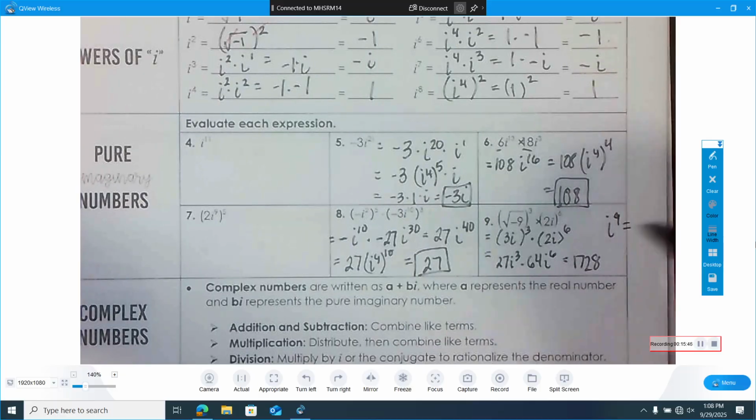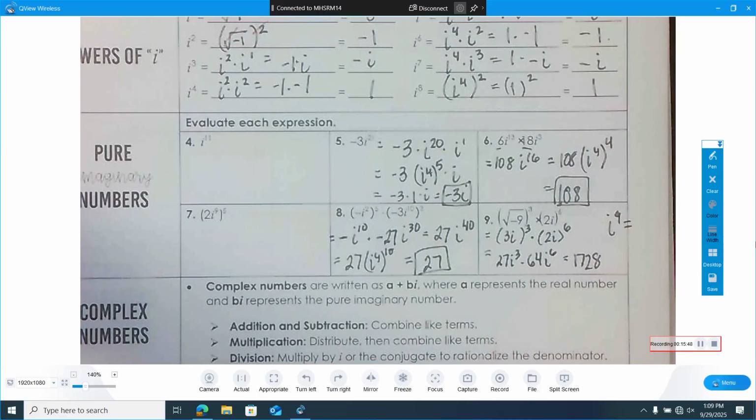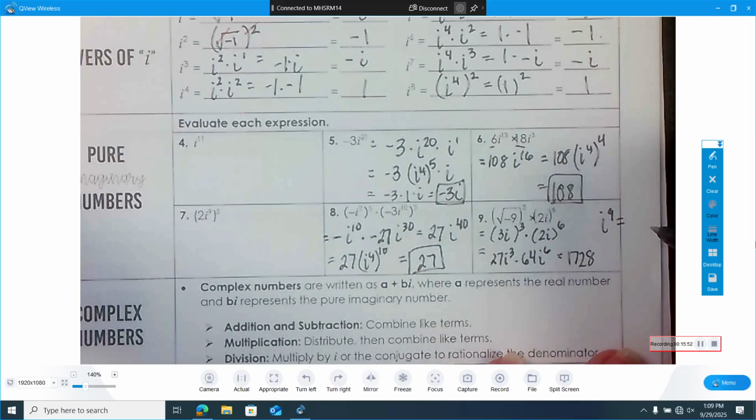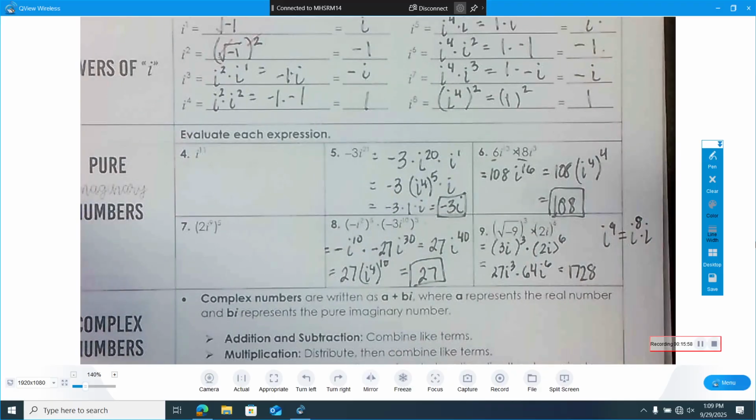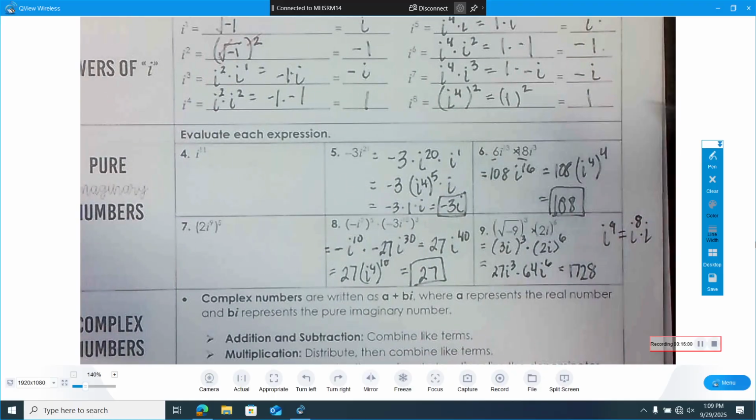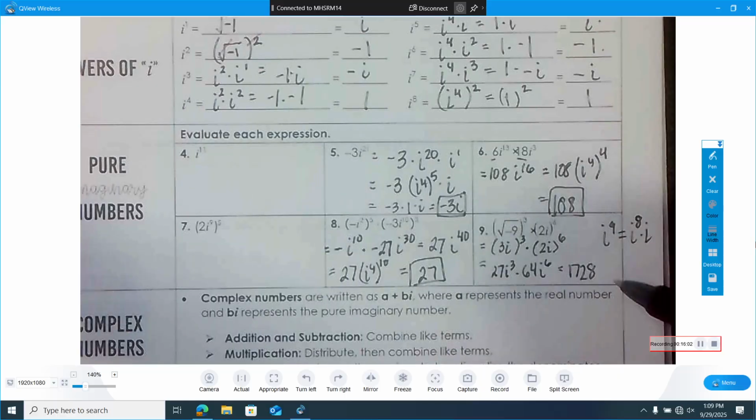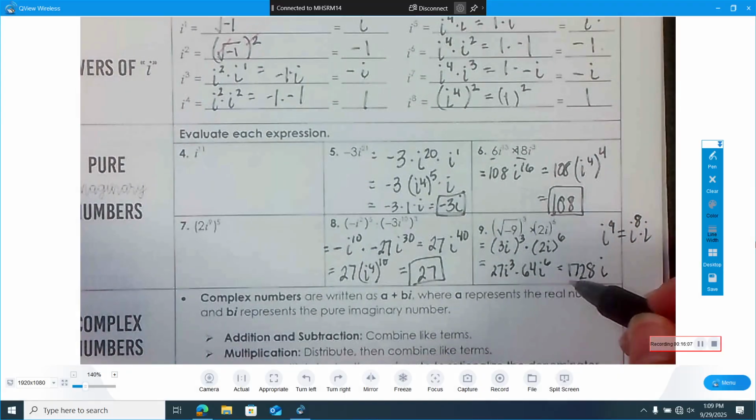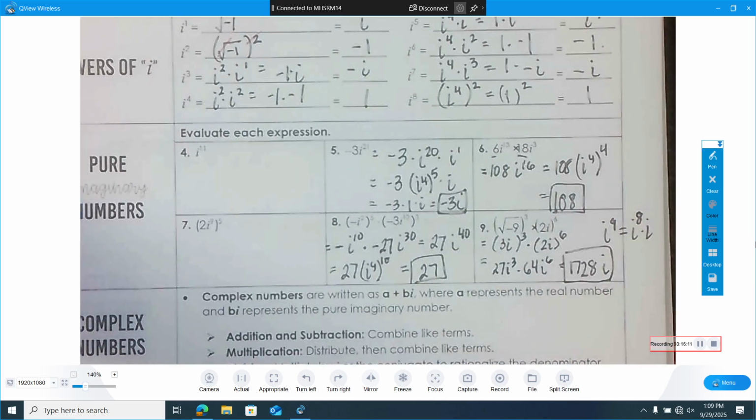What is i to the 9th going to simplify as? i to the 8th times another i. So i to the 8th we know is 1, and another i is just going to be i. So 1728i. Okay, do you have questions for me right now? Is that okay? Okay.